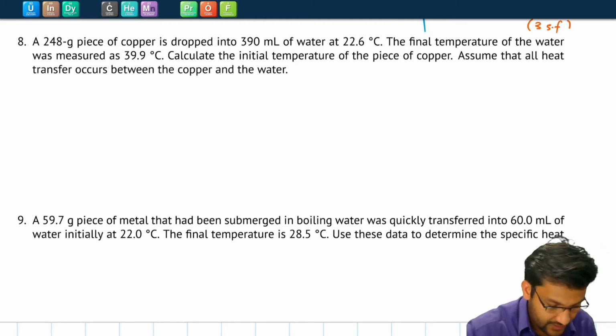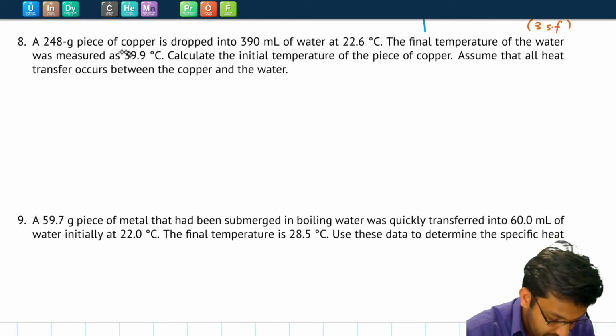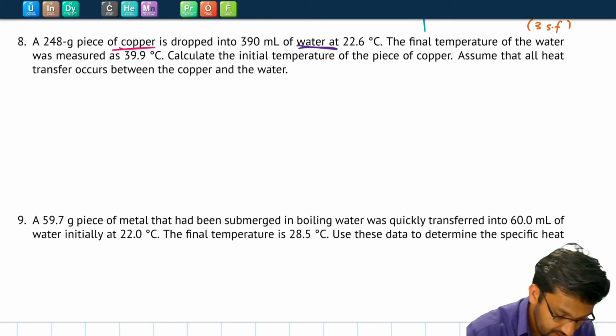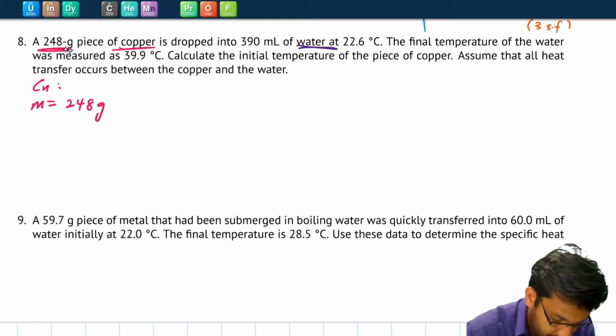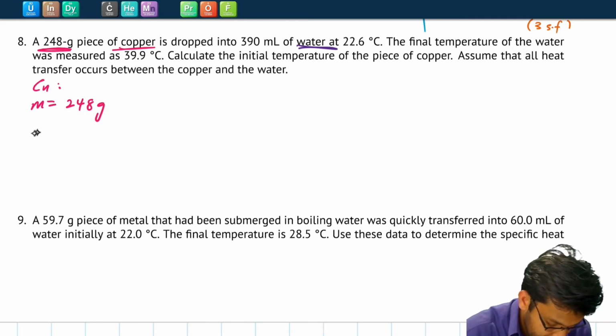Okay, so let's look at number 8. We have a piece of copper and we have water. So those are 2 substances. Let's see what information we get from each. So for copper, they give us the mass, 248 grams, right? That's right there. The final temperature of the water was 39.9 degrees Celsius. So they give us the final temperature of the water, 39.9 degrees Celsius.